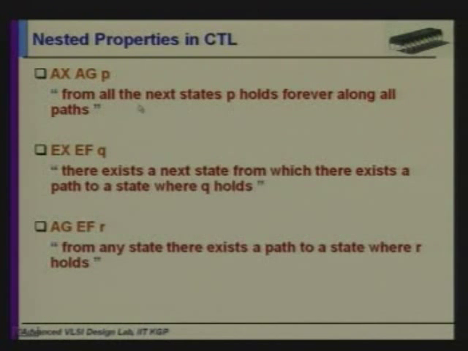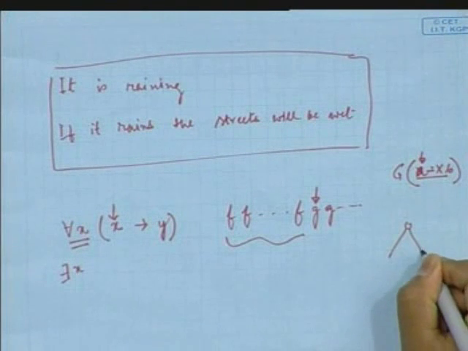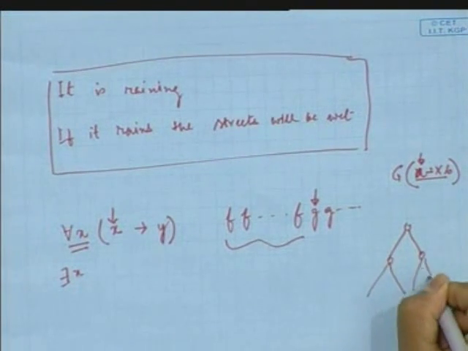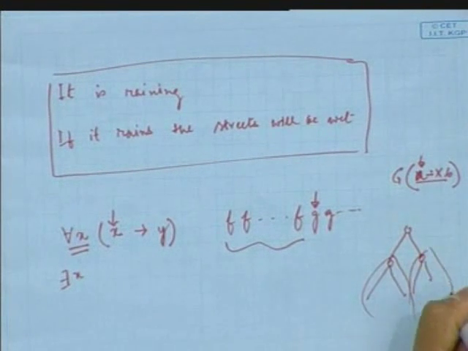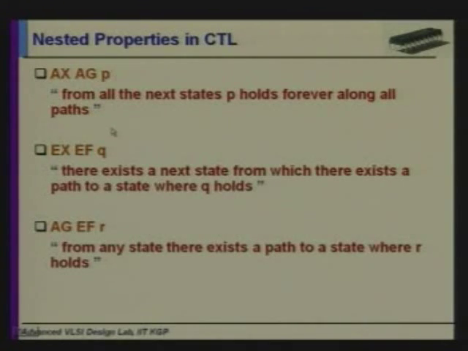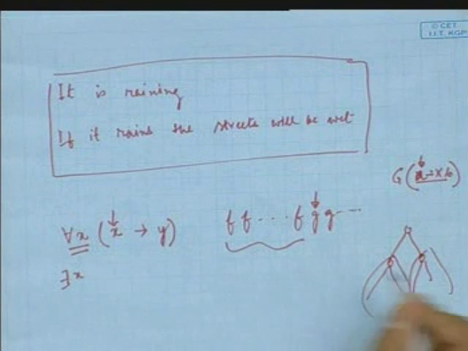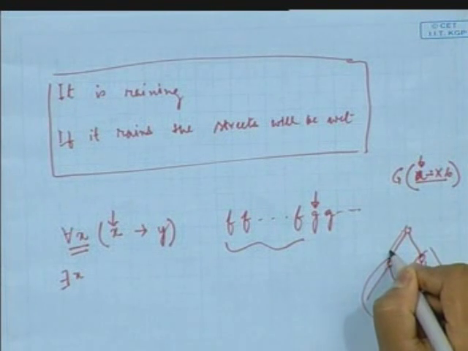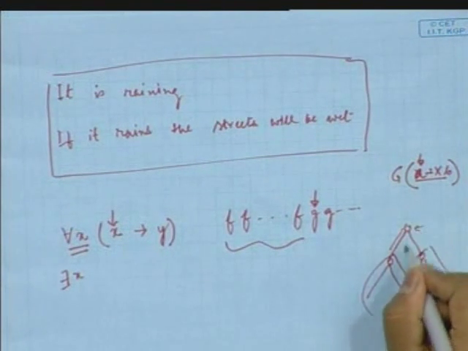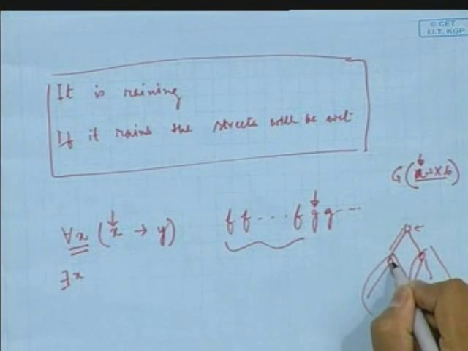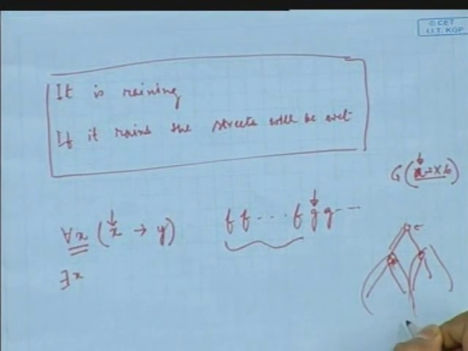So this is always from the next state, always global P will hold. So these are pretty much straightforward. Like we will have this kind of thing. From the next state onwards, across all paths, this GP will hold. Now EXEFQ, that is something starting from this state, from this state along some path we will have some next state from where future Q will hold.